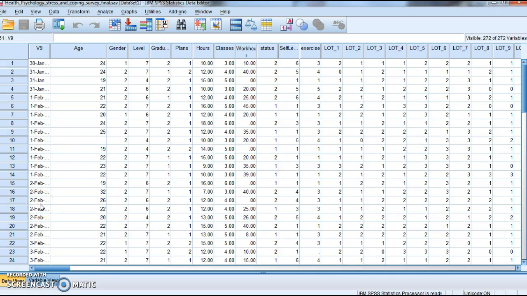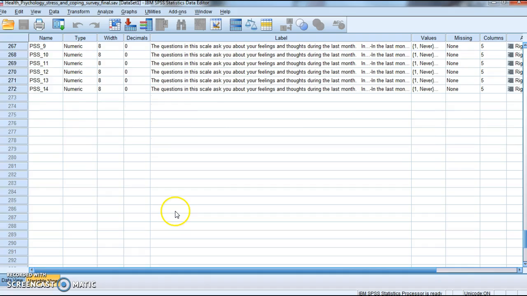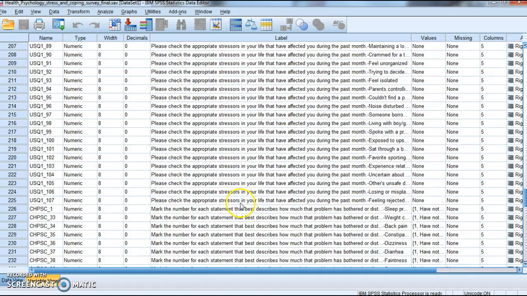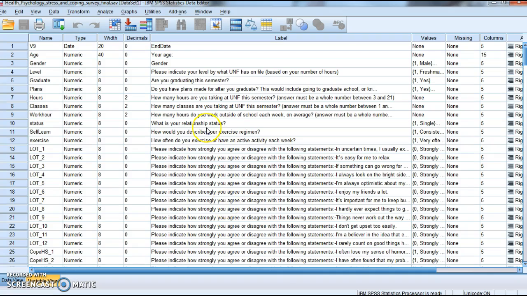So in SPSS, you have a data view and a variable view. Right now you see the data view, and it shows, for example, this is one person who was 21, who is a male, and it goes all the way across for what their answers were. The variable view, if you click there, it helps you to see what these things meant. So for example, how did I know that 2 meant male?